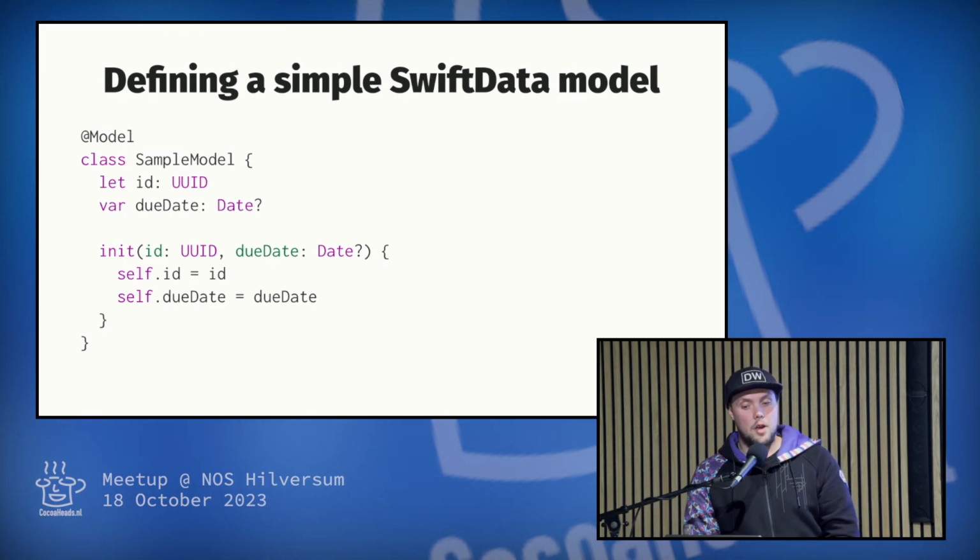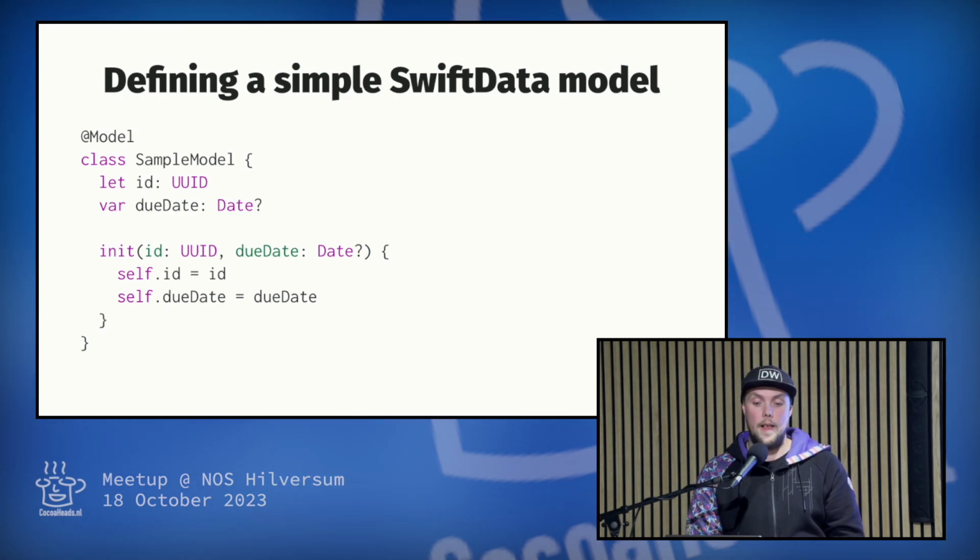Also notice that I have this optional date here. If you've defined managed objects before, you know that almost everything was optional, simply because you wouldn't pass these arguments as initializer arguments, so Swift wanted them optional. They don't have to be. This one is actually optional because I wanted it to be optional, not because of some Core Data limitation. So that's nice.